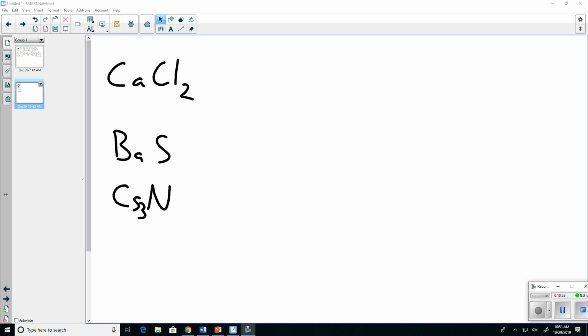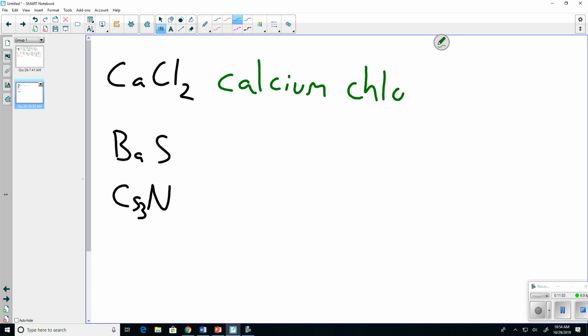So for example, if I were to write down the name of CaCl2, it'd be calcium chloride. So we don't call it calcium chlorine. By calling it calcium chloride, we're indicating that it's bonded to something else. That's the importance of the "ide" ending.